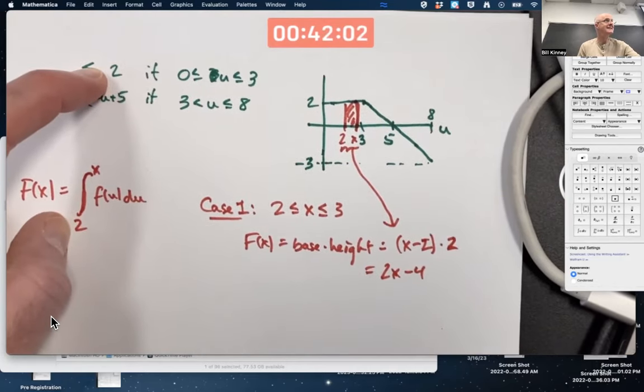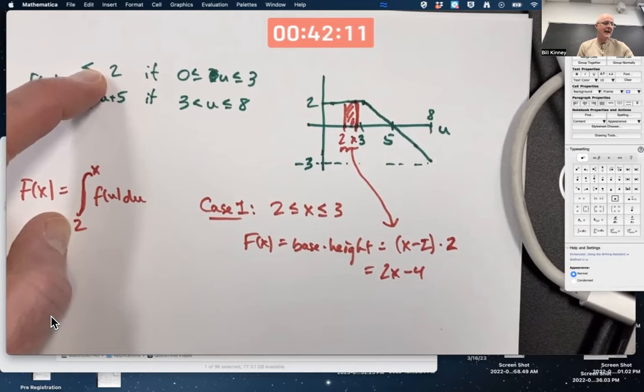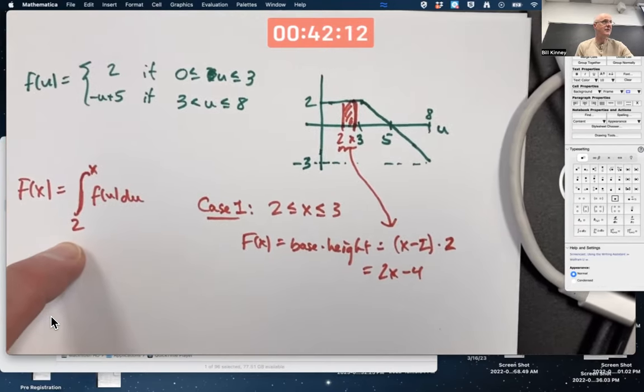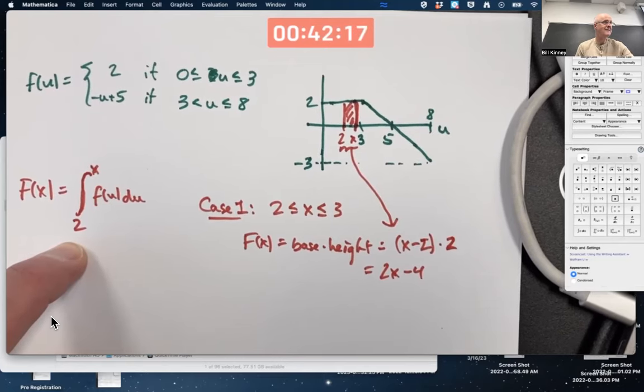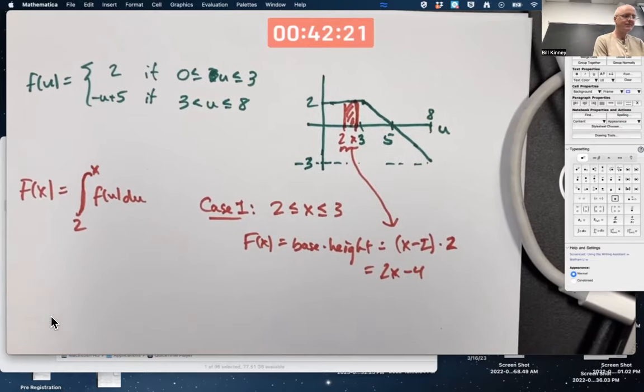Hey, that's not an accident. It also happens to equal 0 when x is 2. Hey, that's not an accident. I'm starting my integral at 2. The integral from 2 to 2 is 0. Next case, case 2.